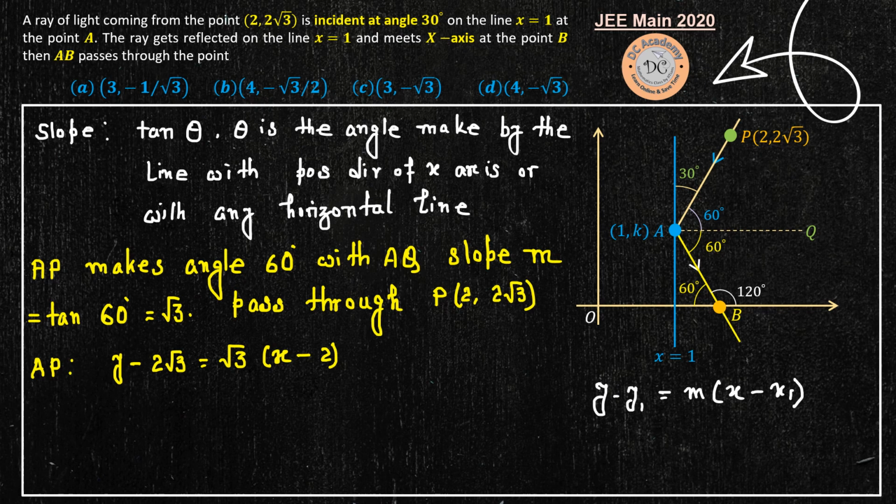Now, it is obvious that this particular line intersects x equal to 1 at A. So to find the coordinates of A, we just put x equal to 1, right?